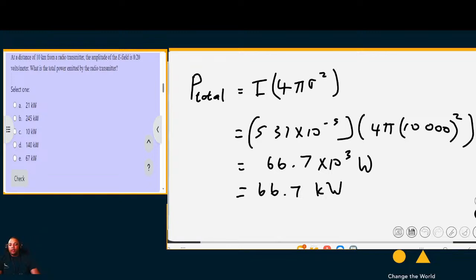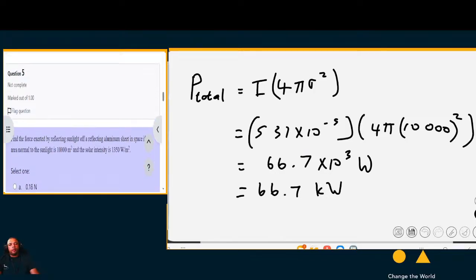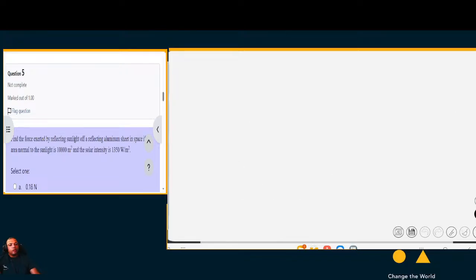Okay, let's check if there is an option for 66.7. 66.7 is rounded up to just 67 kilowatts. And let's check, yes, 67 kilowatts is indeed correct. Right? Question number 5.